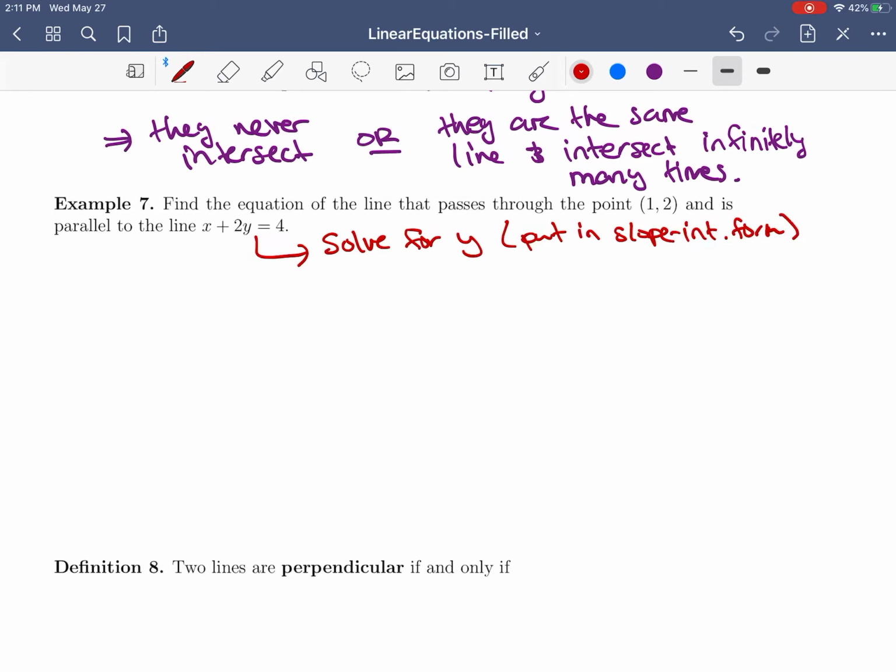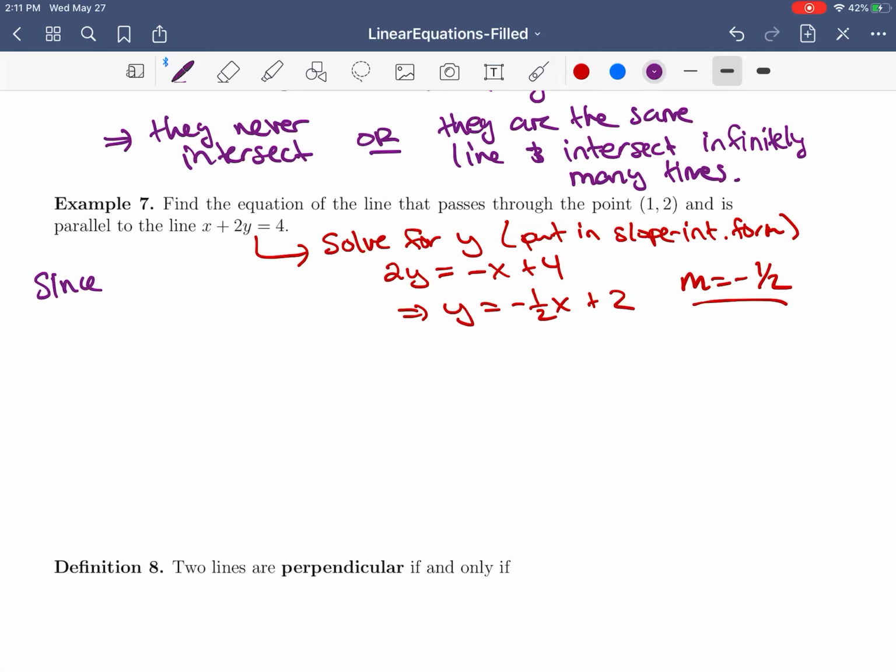So if it's in slope-intercept form, then we can determine the slope. So I'm going to subtract x on both sides to get the y by itself, and then I divide everything by 2, so this gives me y is negative 1/2 x plus 2. So this means that the slope for this line is negative 1/2. So since parallel, our line also has slope equal to negative 1/2.